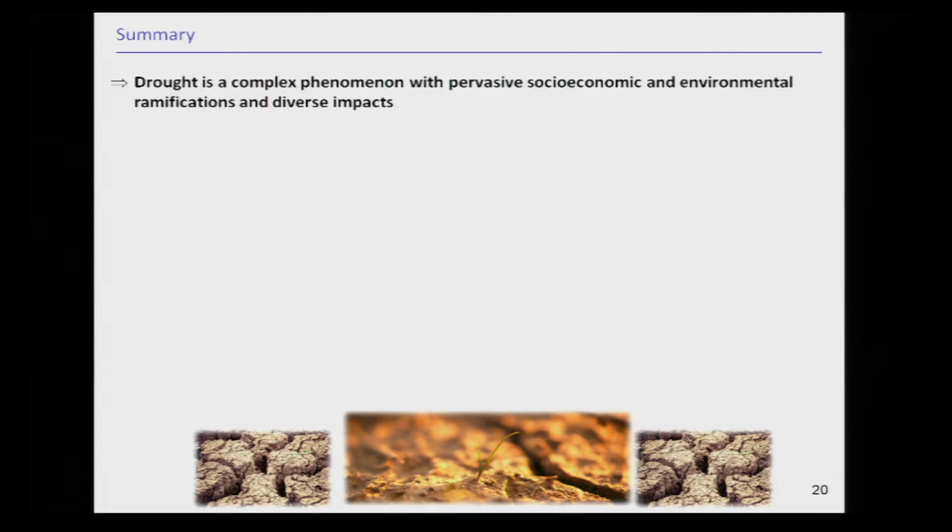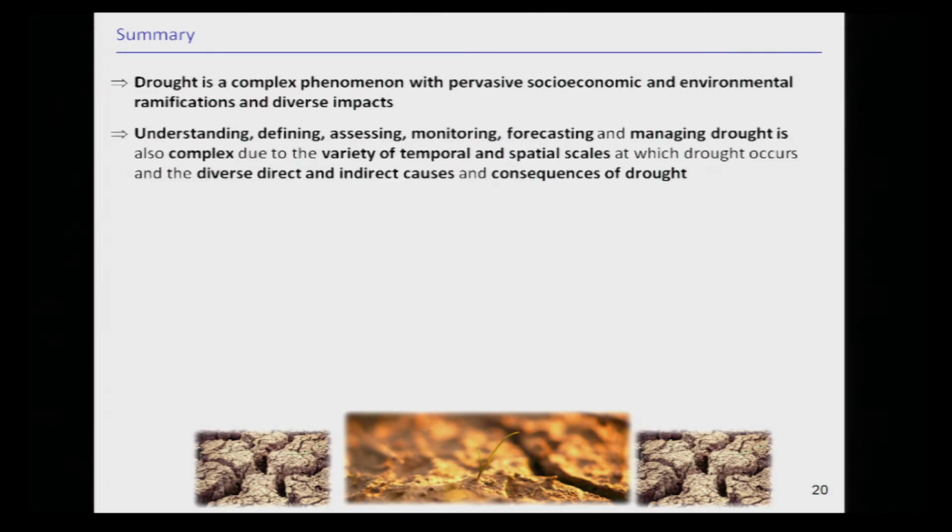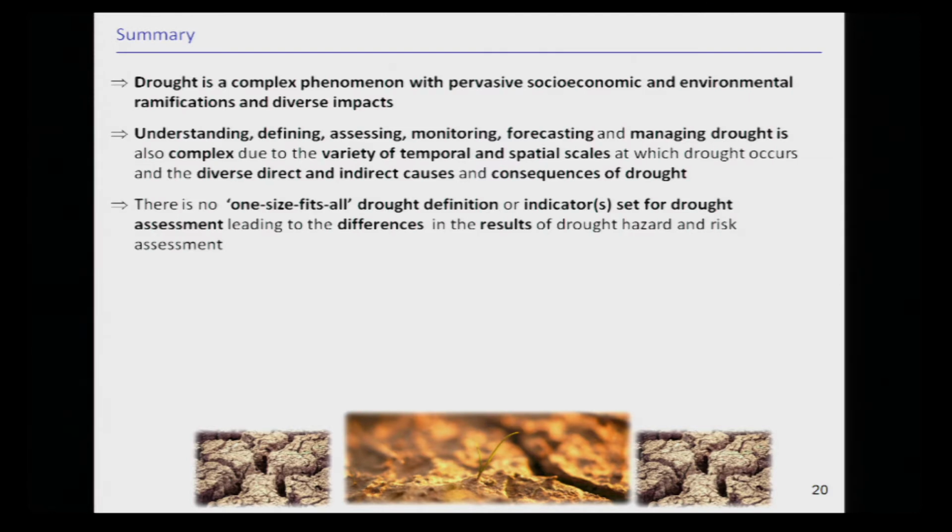So to summarize this talk, without any doubt, drought is a complex phenomenon with pervasive socioeconomic and environmental ramifications and diverse impacts. Understanding, defining, assessing, monitoring, forecasting, and managing drought is also complex due to the variety of temporal as well as spatial scales at which drought occurs, as well as the diverse direct and indirect causes and consequences of droughts. There is no one-size-fits-all drought definition or indicator set for drought assessment, leading to differences in the results of drought hazard and risk assessment.